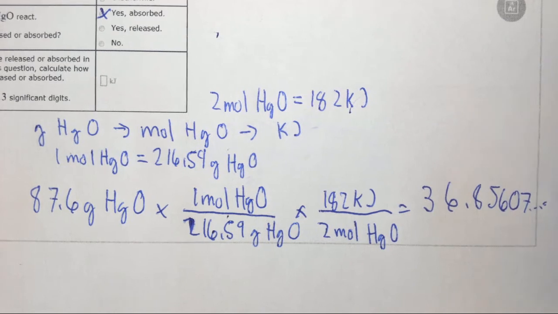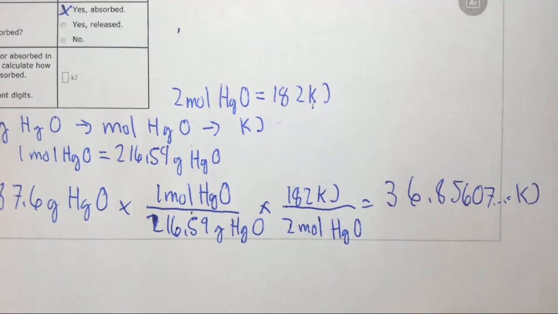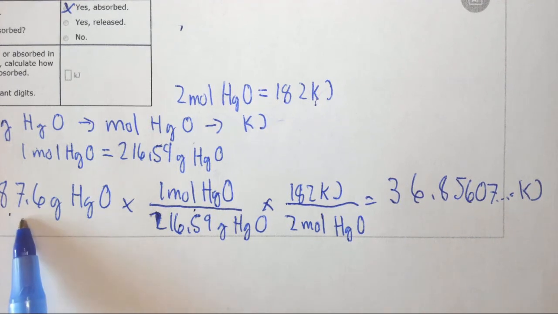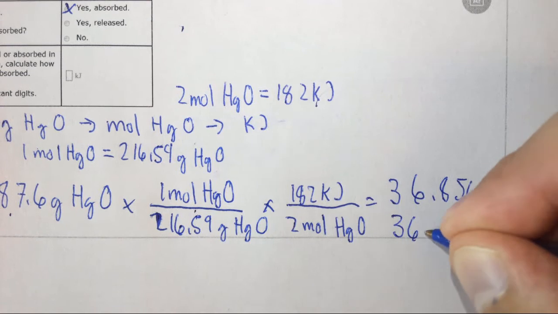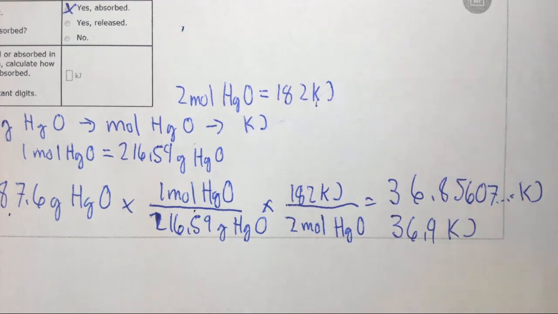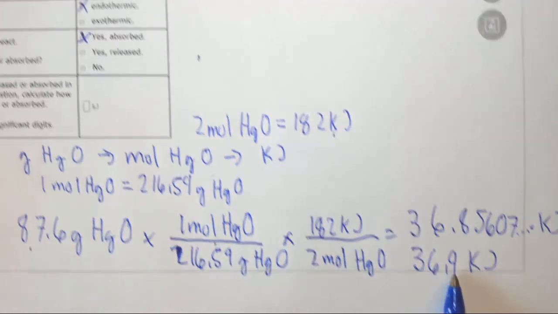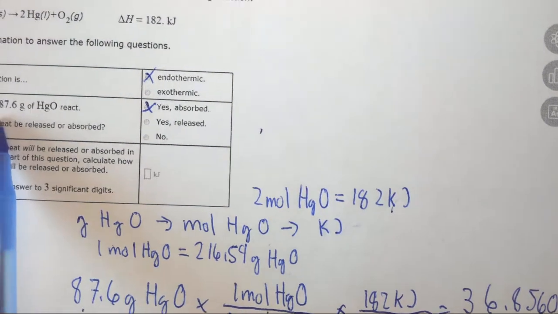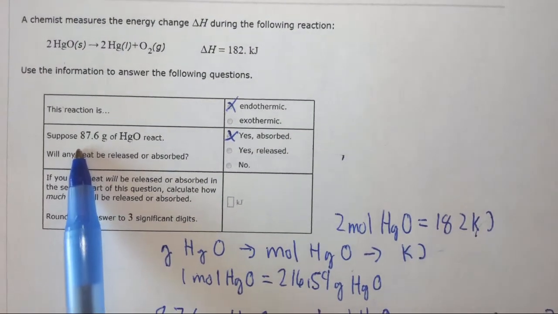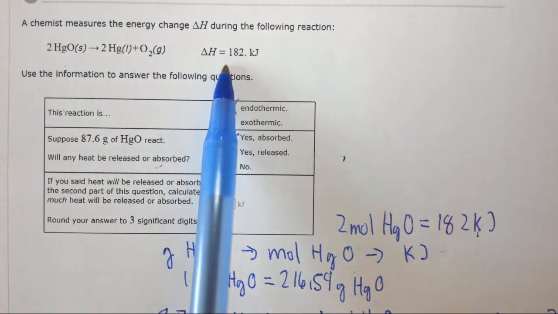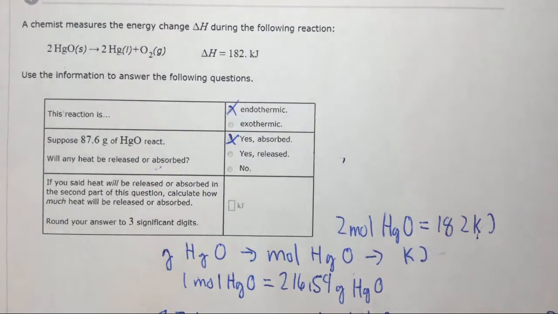36.85607 and some more numbers kilojoules, but we want to round that to 3 significant figures since our original mass had 3 significant figures, which is 36.9 kilojoules. This is the amount of heat energy that is absorbed when we react 87.6 grams of mercury(II) oxide according to this enthalpy information given above.